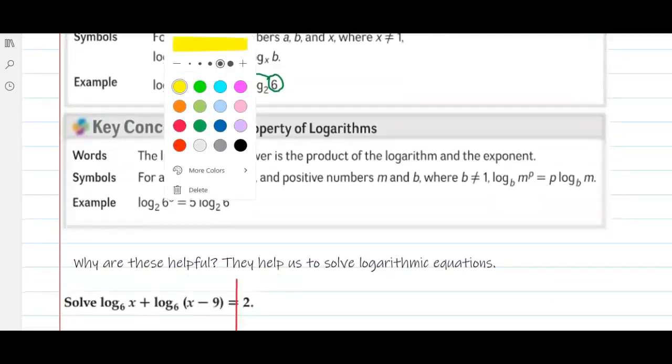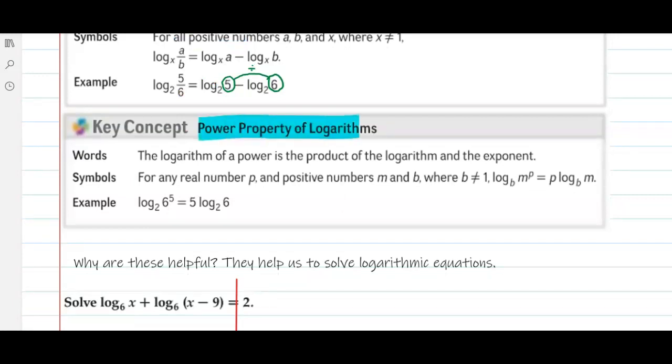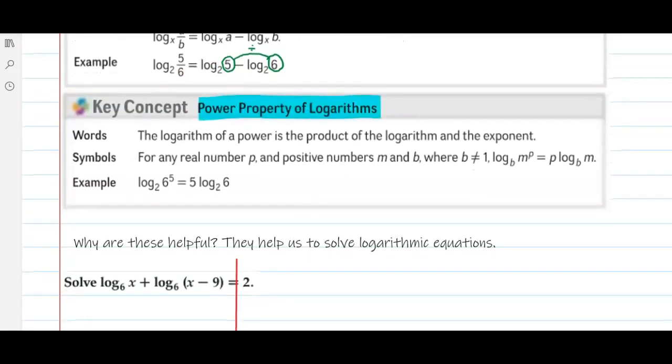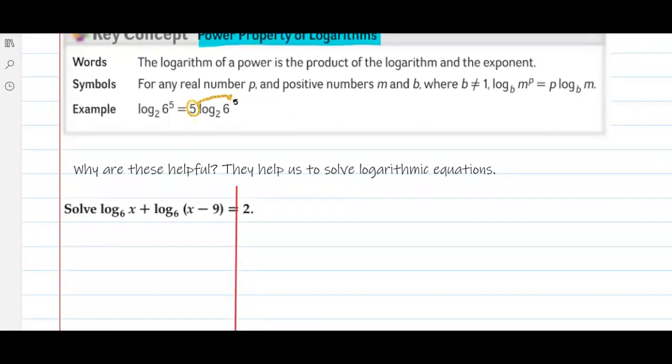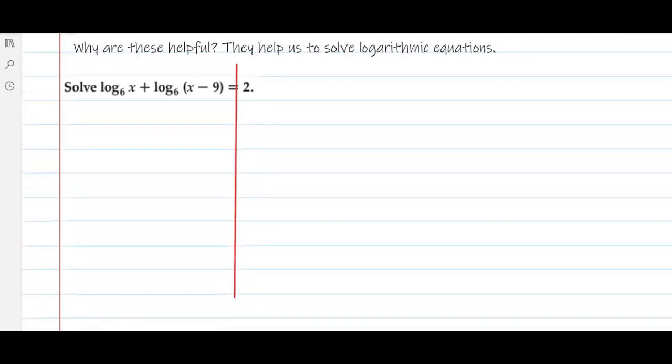And then finally, we have our power property of logarithms. That means that if you have a coefficient out front before the log, you can move that to become an exponent within the logarithm. So a 5 as a coefficient can also be the exponent of this quantity. These are things that are going to help us consolidate and eventually eliminate the logarithm portions of our equations and make them manageable to solve.